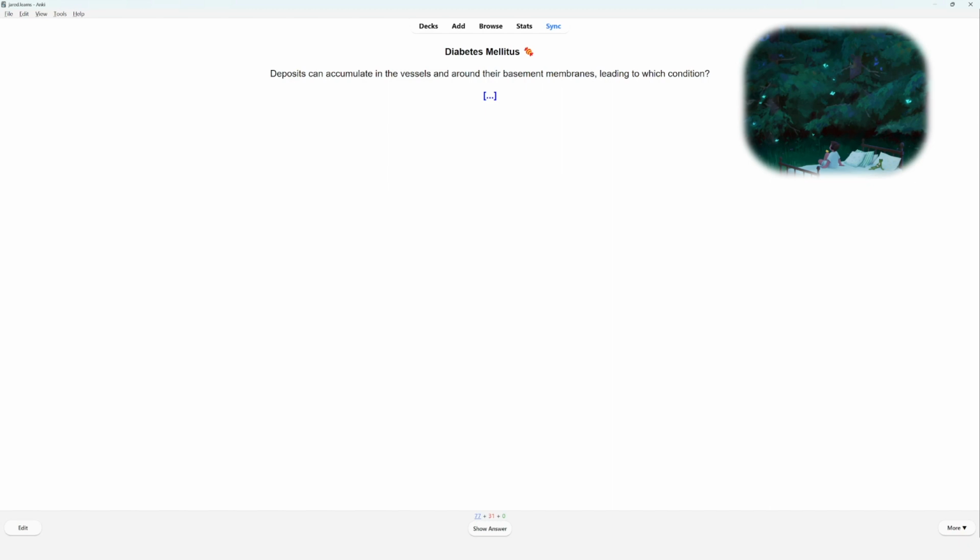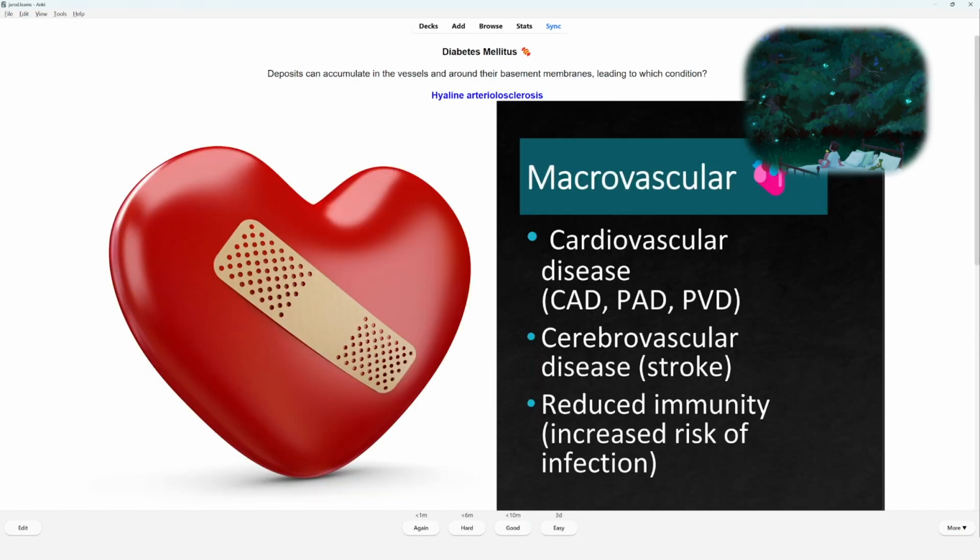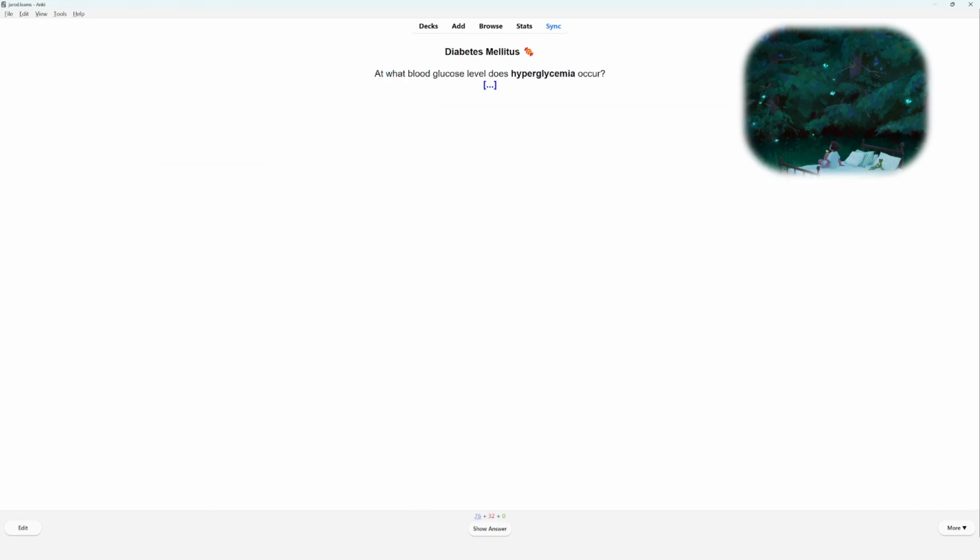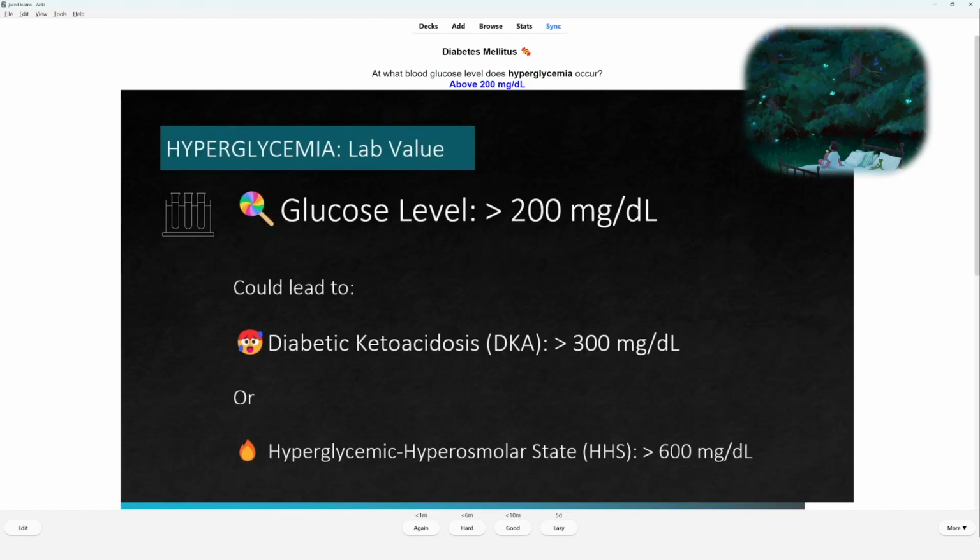Deposits can accumulate in the vessels and around their basement membranes, leading to which conditions? Hyaline arteriolosclerosis. Okay. At what blood glucose level does hyperglycemia occur? That's going to be above that 200.